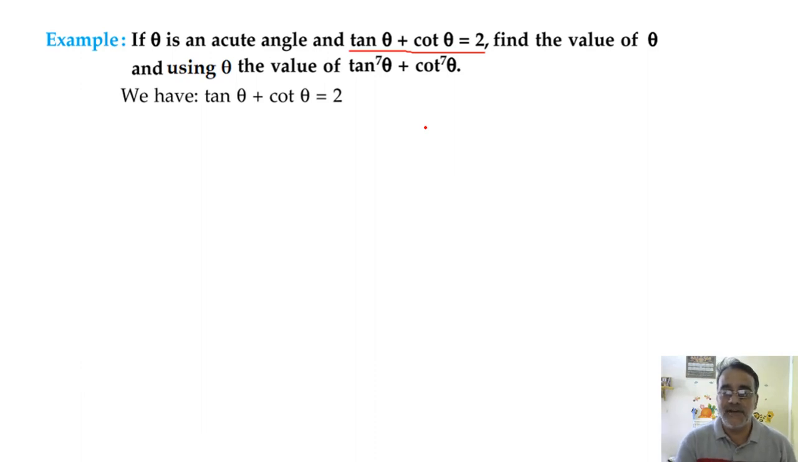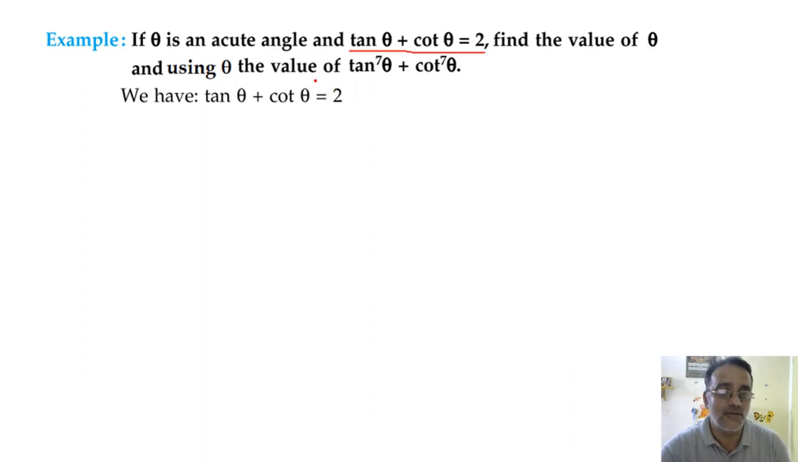See, there are two ways. You can convert it into sine cos, or you can shift 2 to this side. Okay, I'm saying again, tan you can write sin theta by cos theta, and cot theta you can write cos theta by sin theta is equals to 2, right? That way also you can do.